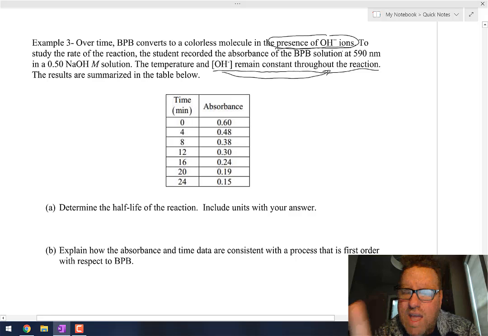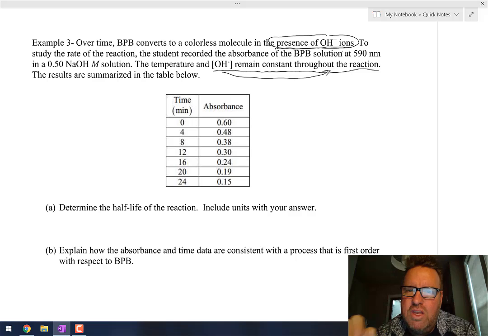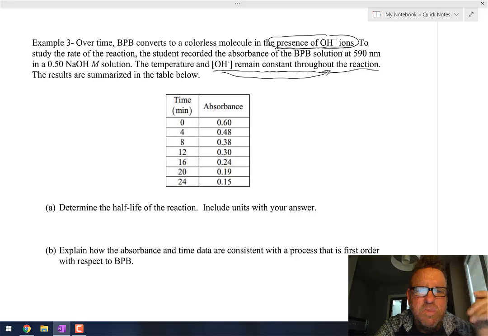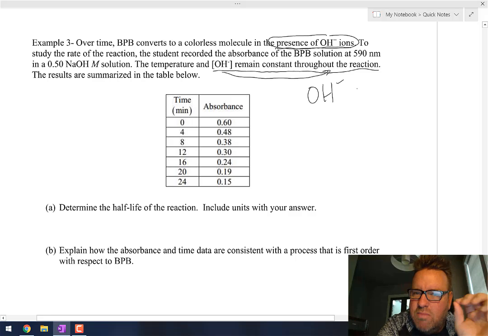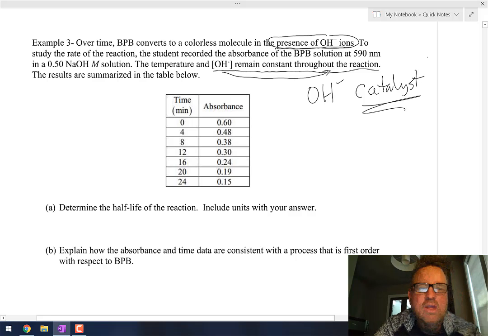They don't say it, but what does that mean that OH minus is? If it's not being used up by the reaction, but it's in the presence of this BPB, that makes me think that OH minus is most likely a catalyst. Okay, and again, that's going to be important here in just a minute. So the first couple parts are actually what we're talking about right now.